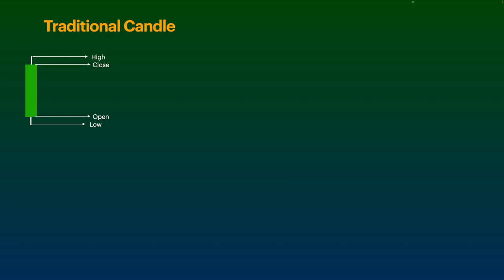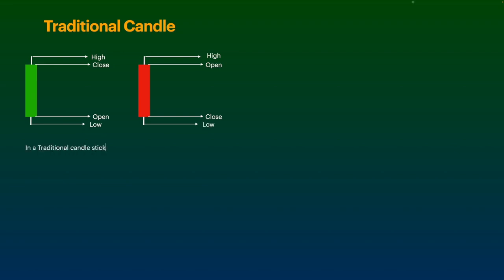Now for a red candle, the open and close will be just opposite. For example, this is a red candle. For this level will be considered as the opening of the candle. This level will be considered as the close of the candle. Now this level, this is the high of the candle, and this one is the low of the candle.